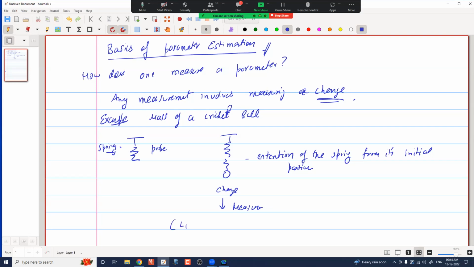Based upon these measurements, I do it many, many times. I get n lengths, which is going to be the elongation of the spring. And then I put it through some estimator function. This function basically takes these as inputs and pops up the value from which I'll estimate the mass of the cricket ball.